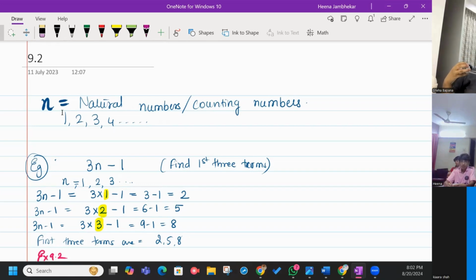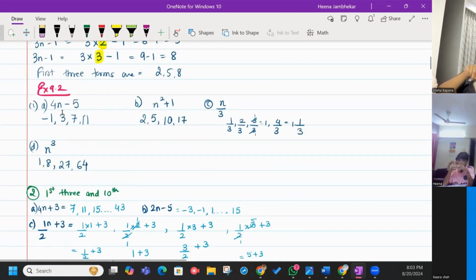You will start with n is equal to 1. Then you'll do n is equal to 2. Then n is equal to 3. And then accordingly you will find the answers. Are you understanding this? Okay. We'll do exercise 9.2. Write this: 4n minus 5. Write the question.